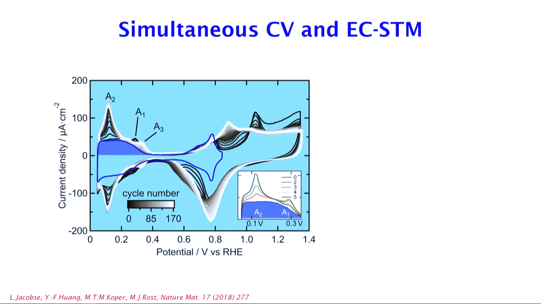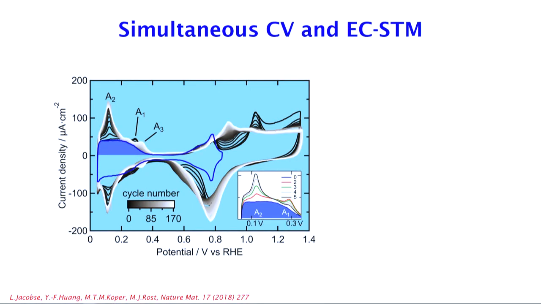Now we wanted to actually see if we could see this roughening happening, and what we did for that was simultaneous cyclic voltammetry and STM. And this is the voltammetry in the STM cell. We wanted to make sure that it looks the way it should look. This is not as nice as in a glass cell, but it's probably good enough.